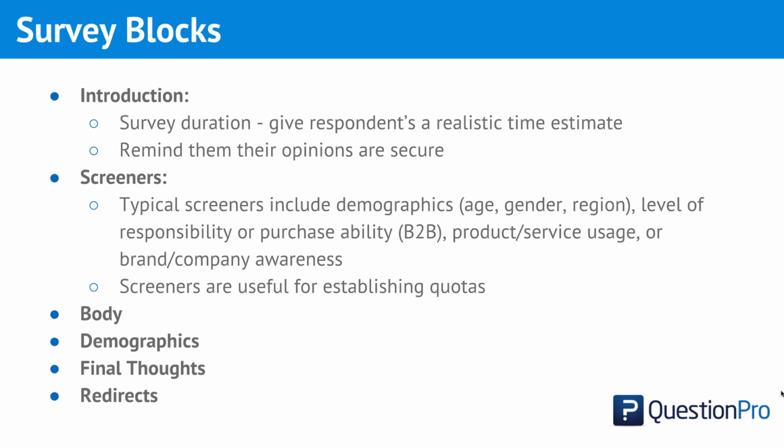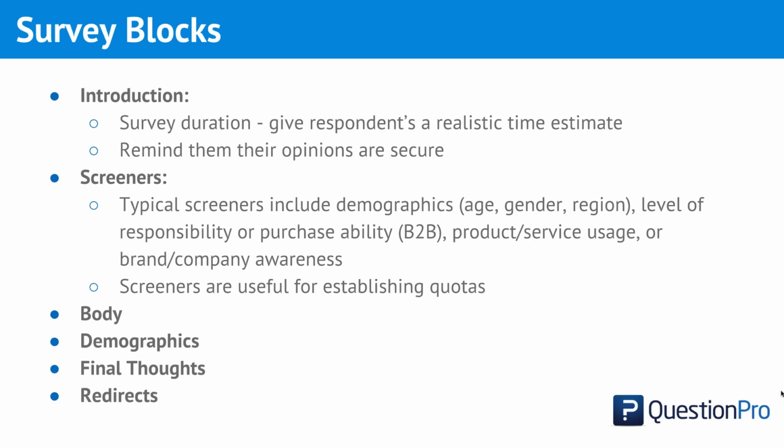The second block we have in the survey are screeners. Now, typically, screeners include demographics. This might be age, gender, region. Might be level of responsibility or purchasability in a B2B situation. You might also have product or service usage, brand or company awareness. These are typical screeners, and screeners are used for making sure that the right people that we want to talk to actually pass into the survey. They're also very useful for feeding quotas if we have quotas established.